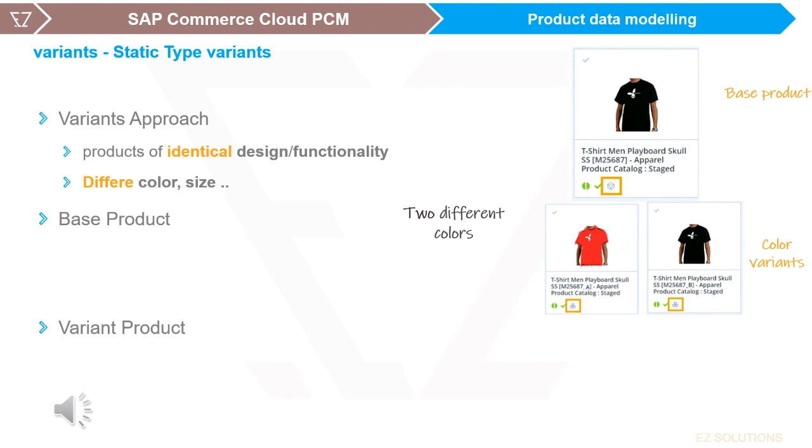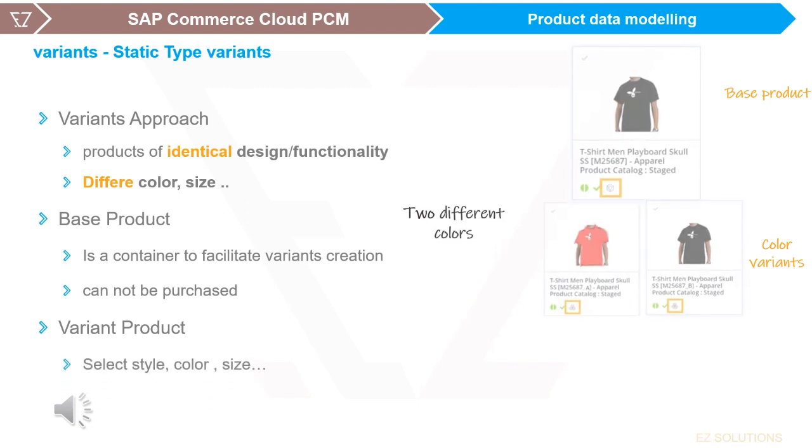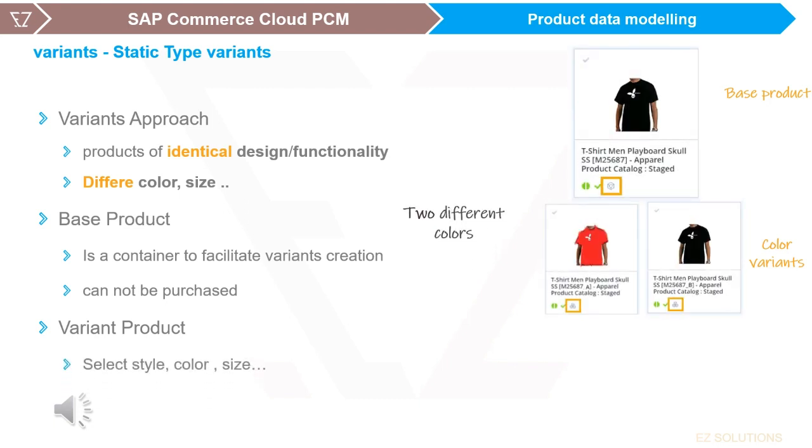Base products that have variants only exist to facilitate the creation of those variants because you wouldn't want to sell jeans without a size. This means if you are using variant products, the base product cannot be purchased. The variant product type is used to select style, size, colour, etc., but in a hierarchical way. An actual purchasable stock keeping unit, or SKU, corresponds to the selected variant product on the lowest level.